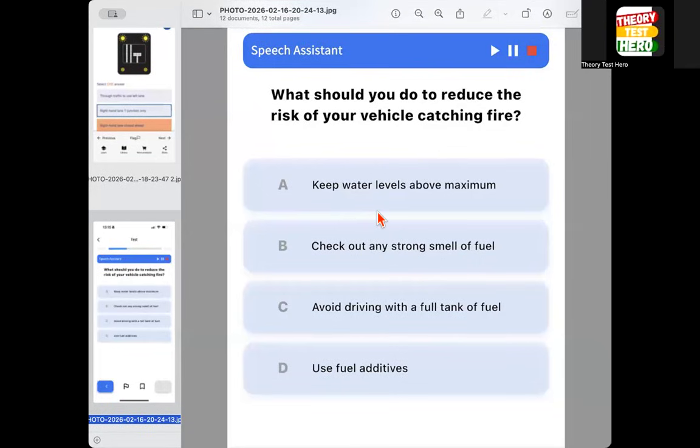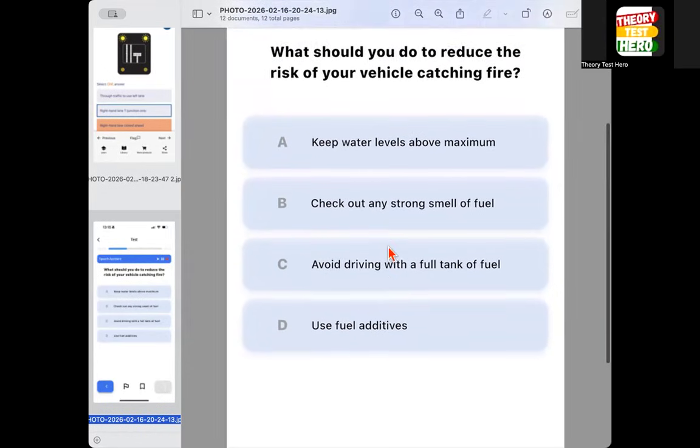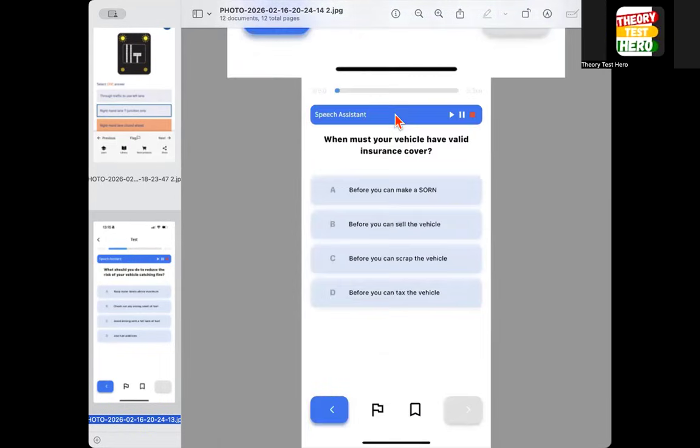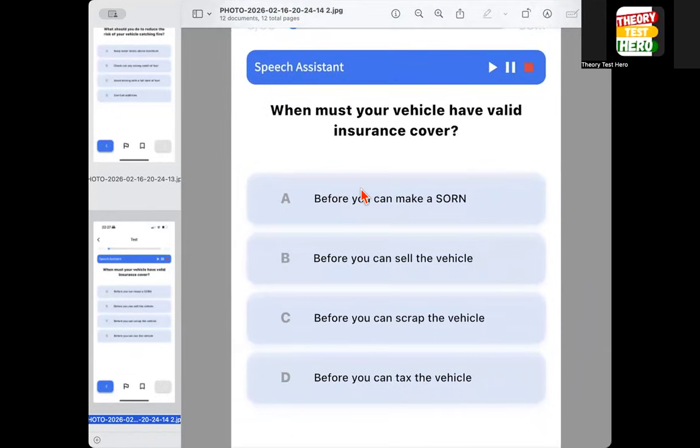Okay, lots of you are saying B. Check out any strong smell of fuel. Yeah, good. So if your car smells of petrol, let's say you're driving around, you shouldn't be able to smell any petrol when you're driving around in your car. But if you're driving and then inside your car smells of fuel or diesel or petrol, whatever fuel you're using, then you need to make sure you investigate that, because that could cause a fire. There could be a leak somewhere, which is why you're smelling it so strongly. That's what this question is talking about. So if you smell fuel inside your car, then you need to check that out before you are at risk of catching fire.